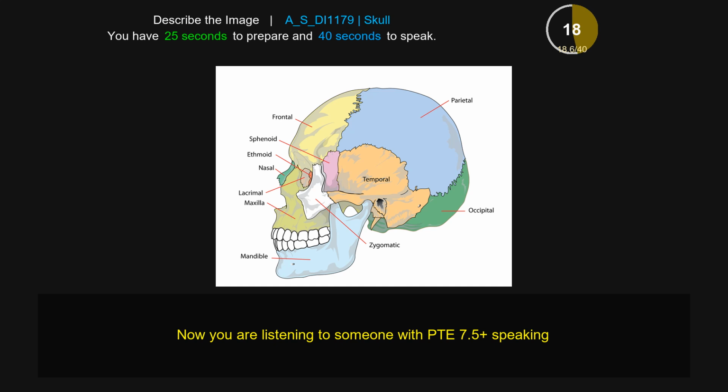At the lower jaw, it's mandible. There are many parts shown in the picture, such as temporal and occipital. To sum up, the graph tells about the human skull.